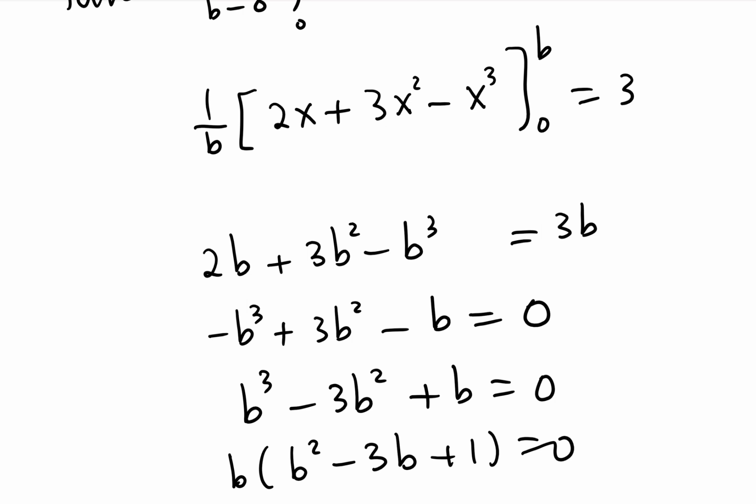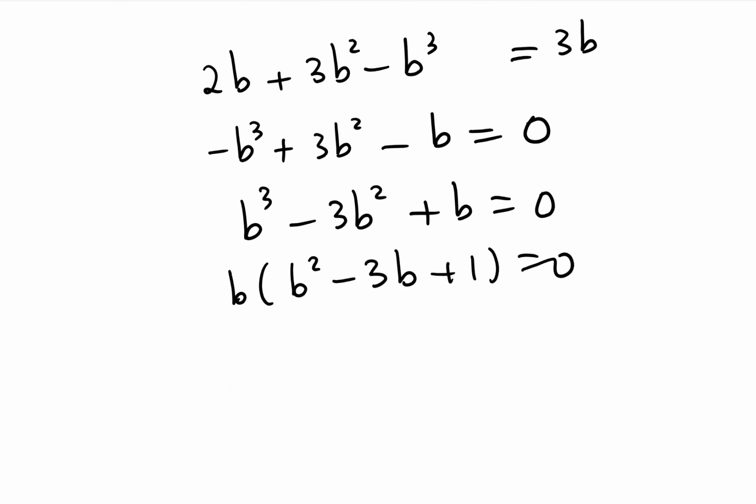And then notice b can be 0 or the other factor can be 0. But is b okay to be 0? Well, no, because the integral is going from 0 to b. It can't go from 0 to 0. Otherwise, no area. So in this case, b cannot be 0. That will force the rest of the equation, or the term, to be 0.